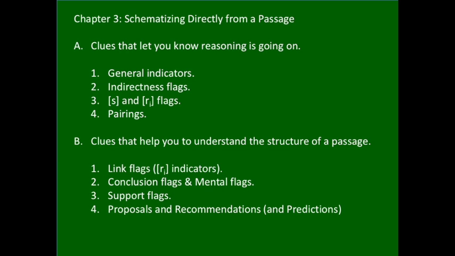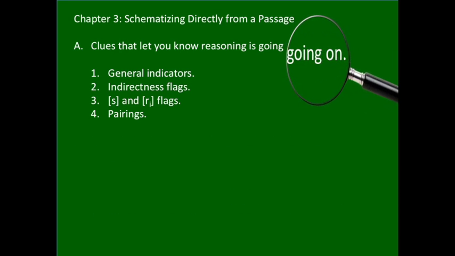Now, as we go through this, and as you read through the text, you'll notice that the same tools, clues, and flags that are mentioned in the first section are also mentioned in the second section. And that can be a bit confusing at first, but the idea is the first time we point these things out, we're looking at identifying when reasoning is going on, and then we're going to look back at those same clue words and flags to see what they tell us about the structure of the reasoning. So let's start with the first section, clues that let you know that reasoning is going on.